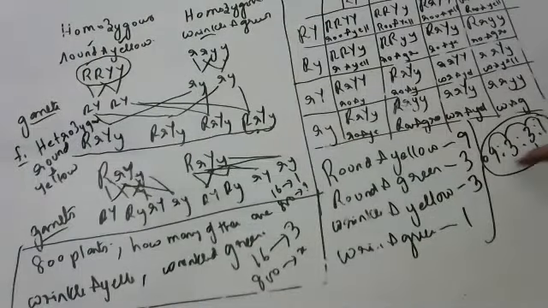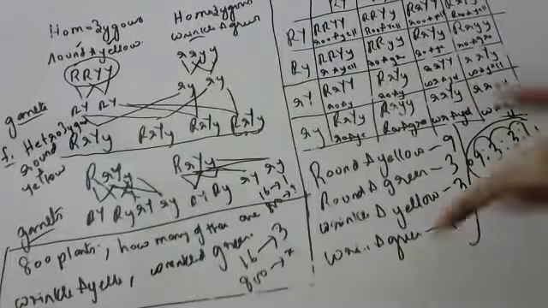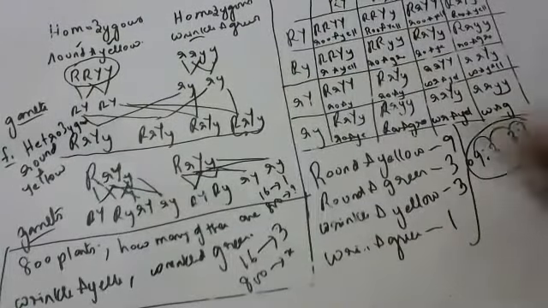That's all. For 16 plants, 3 wrinkled and yellow were there. For 800 plants, how many? For 16 plants, 1 wrinkled and green is there. So for 800, how much? Use this ratio. That's all. For 16, 3 are there. For 800, how much? That's all, children. So this is your dihybrid cross.